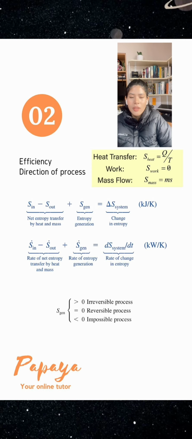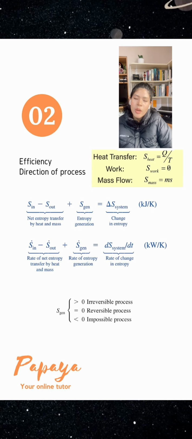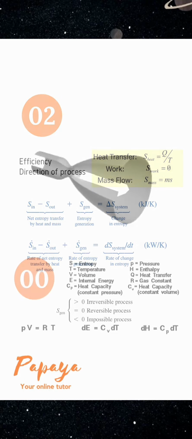Now, depending on the value of the entropy, we'll get to know different things about our process. For example, if it's greater than 0, then it's an irreversible process. If it's equal to 0, then it's a reversible process. But if it's less than 0, then it basically means it's an impossible process. So always have in mind entropy because it's pretty useful, and it's one of the last steps of our thermodynamic analysis.